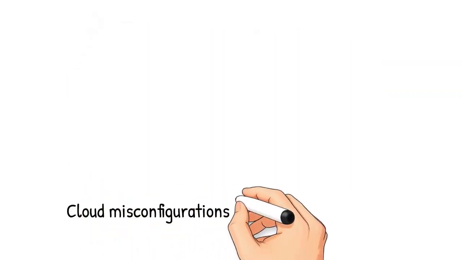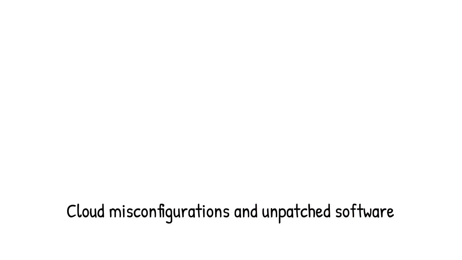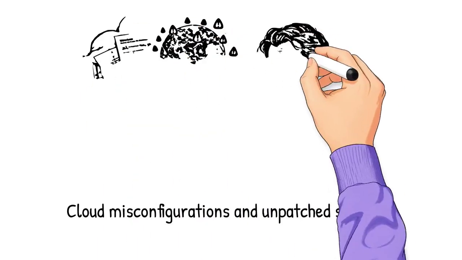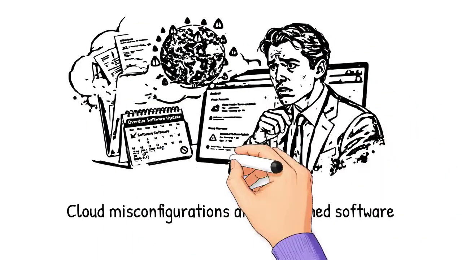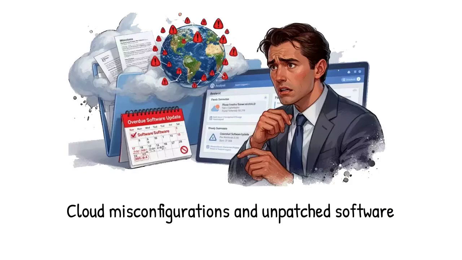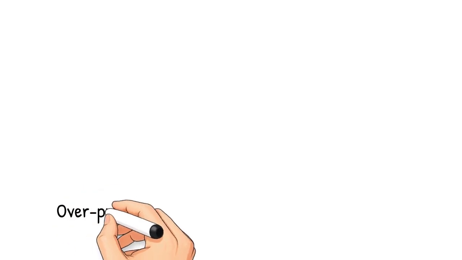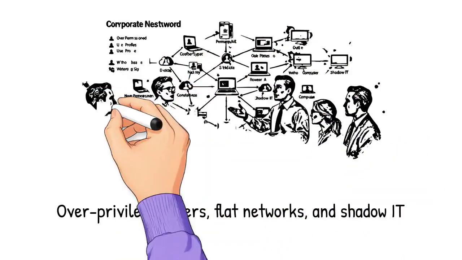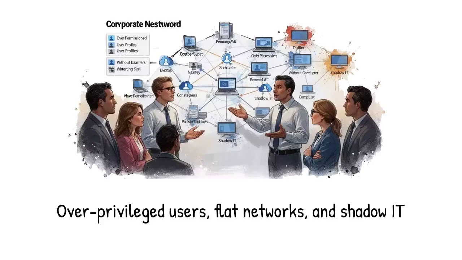Millions of sensitive files have been leaked because cloud storage buckets were left exposed to the public. Outdated, unpatched systems are the easiest targets for attackers and often provide an entry point. Overprivileged user accounts mean people have access they don't need. Flat networks make it easy for attackers to move laterally. Ignoring shadow IT, when employees install unauthorized apps, creates unexpected vulnerabilities.